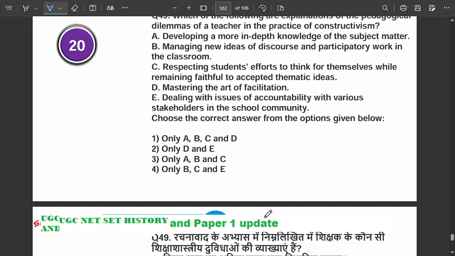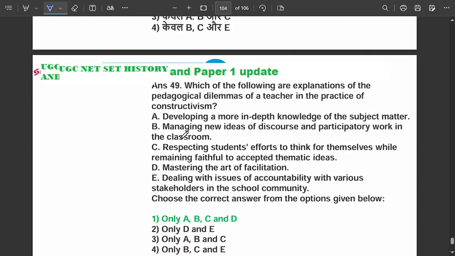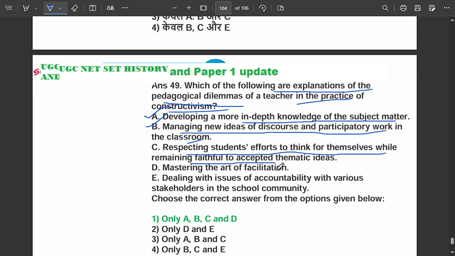Next, question number 49. Which of the following explains the pedagogical dilemma of a teacher in the practice of constructivism? Developing more in-depth knowledge of the subject matter, this is correct, and managing the new ideas and discourses of the participatory work in classroom, this is also correct, and respecting the student effort to think themselves while remaining faithful to accepted thematic ideas, this is also correct, and mastering the art of facilitation, this is also correct, and dealing with the issue of accountability to the various stakeholders in school community, this is incorrect. So option number 1, A B C D was the correct answer.